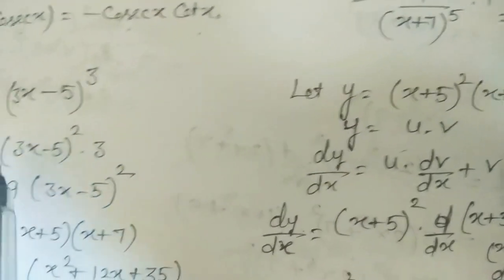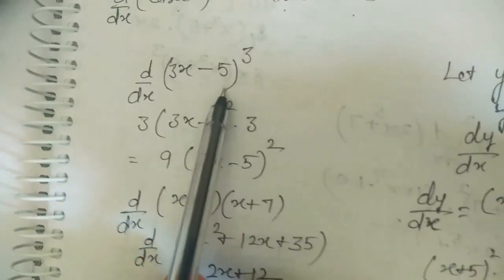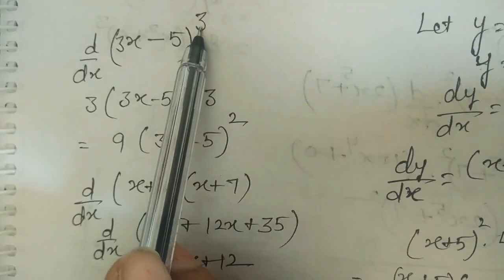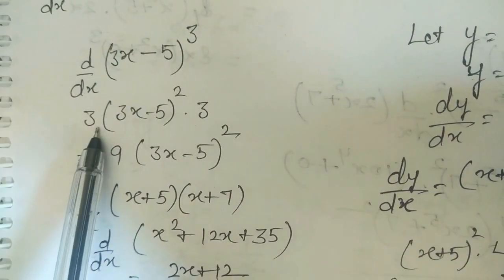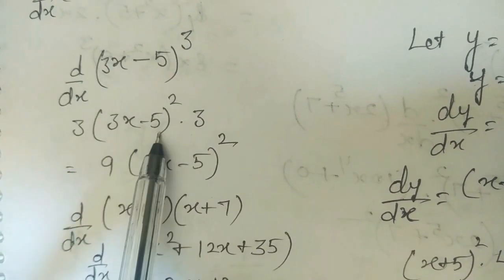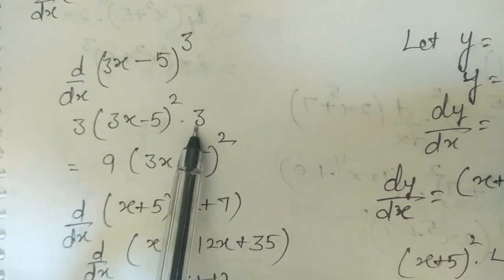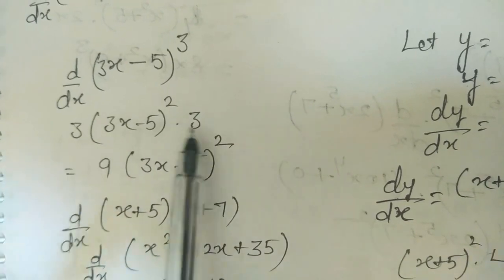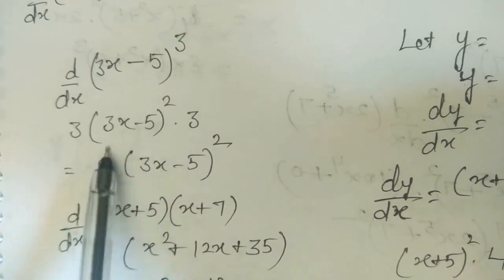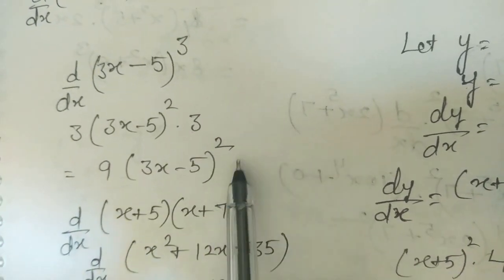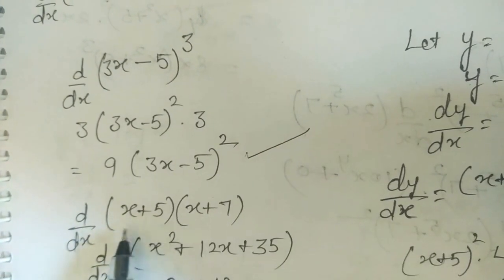Now suppose we want to find the derivative of the same kind, (3x minus 5) raised to power 3. So power 3 here. (3x minus 5) raised to power 3 minus 1, that is 2, into the coefficient of x, 3. So what is the derivative? 3 threes are 9, (3x minus 5) raised to power 2. This is the answer.